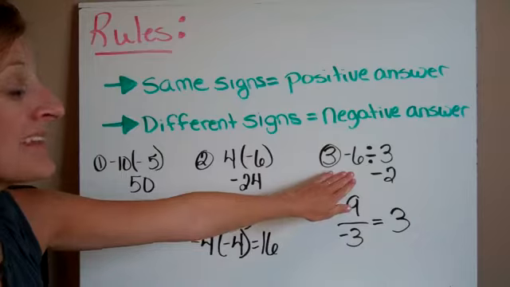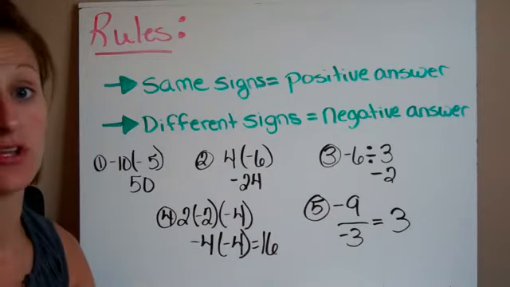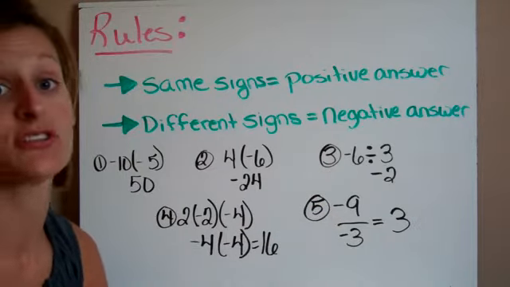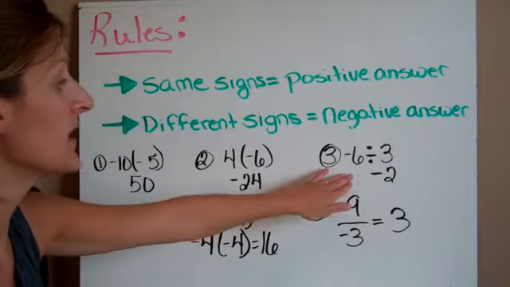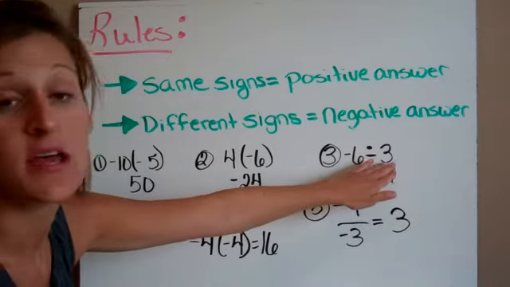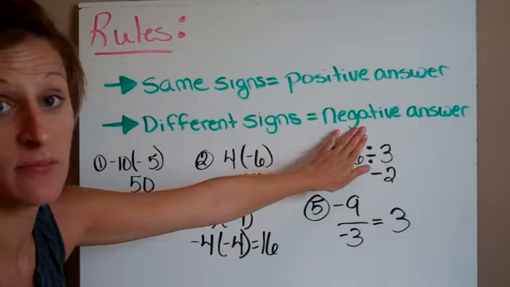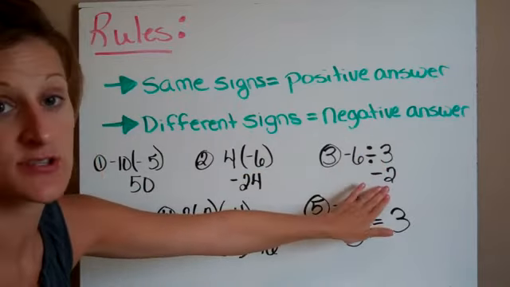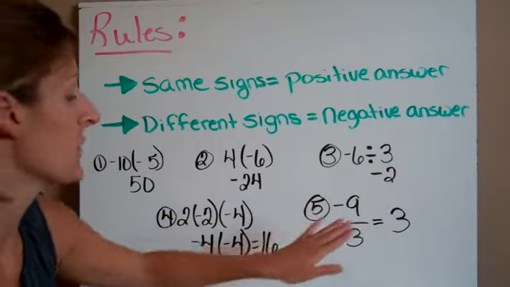Now number 3, we use these rules not only for multiplication, but also for division. So if I do -6 divided by 3, different signs, I'm going to get a negative number. 3 goes into 6 2 times, so my answer is -2.